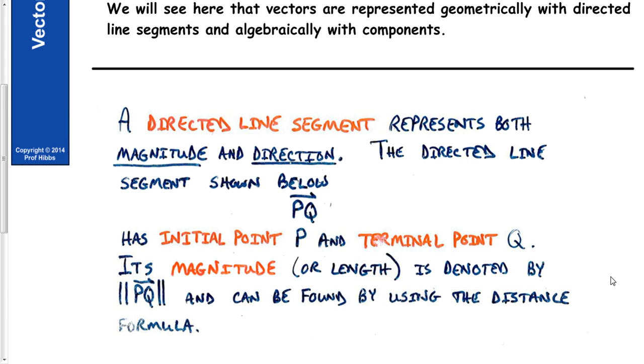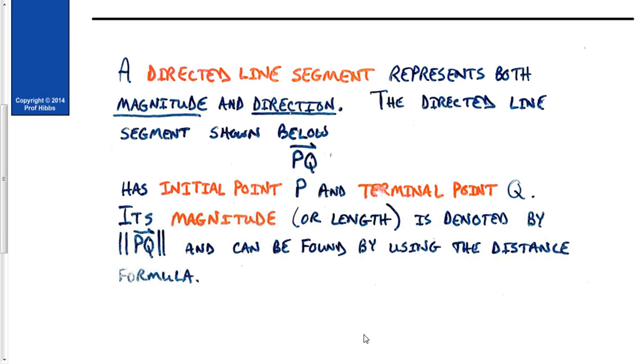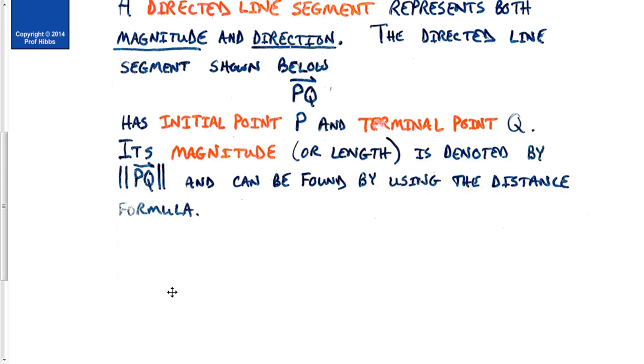So the directed line segment below is the directed line segment starting at point P and going to point Q, and that's the reason it's written in this way. Starts at P, goes to Q. Those are 2 points in the plane. So it has this initial point, P, and a terminal point which stops, Q, and its magnitude or length is denoted by double absolute value bars here, and can be found by using the distance formula, which we're not too concerned about yet. We'll see that a little later.